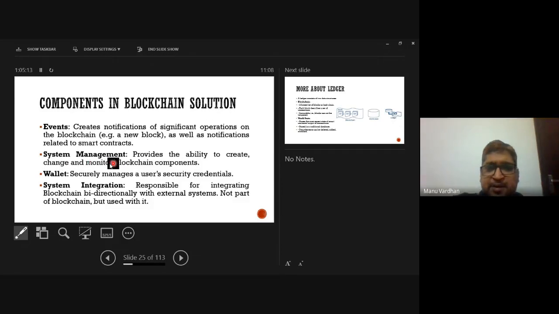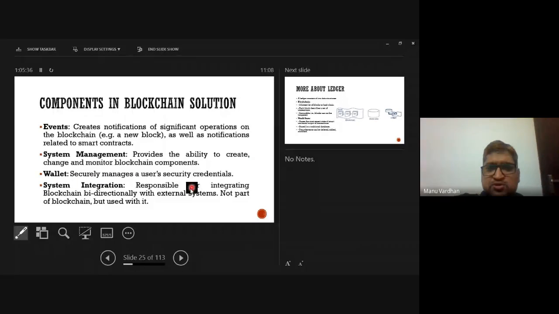Then we have system management. It provides the ability to create, change, and monitor blockchain components. So sometime or other, we need to perform these operations to create or to change or to monitor the blockchain components. Then we have wallet.